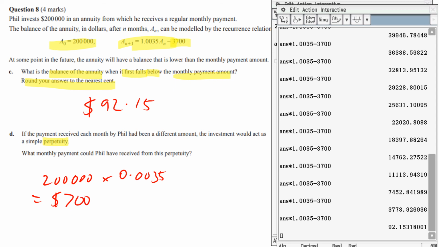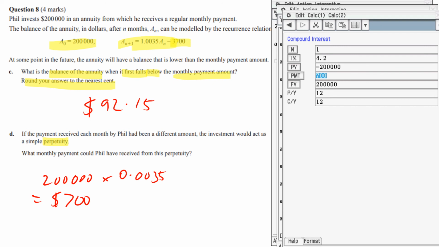You could have put it into your financial solver if you're having a bit of a panic attack. Remember, with a perpetuity, any number is fine here. Any number you like. I just put 1 in. We already have the 4.2, minus 200,000 because you put the money in the bank, positive 200,000 because you're going to have exactly the same 200,000 at the end, and 12 and 12 because that's what we're doing, and you'll still get the 700 there. Two ways of doing it, fairly easy. Yet only 40% of people got that right. And part C was even worse, only 36% of people got that right. Again, rounding, people need to learn to round.